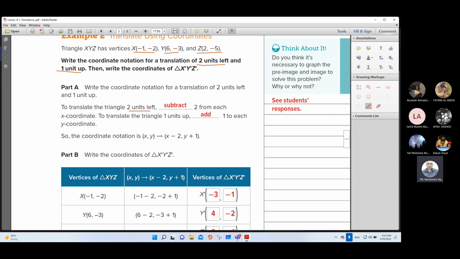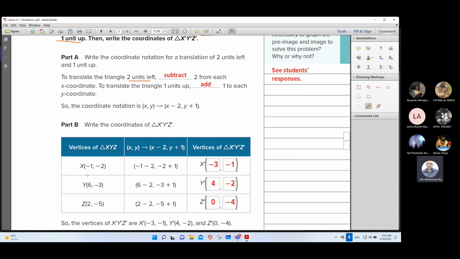The vertices of triangle XYZ, as you see, we have 3 points here, X (negative 1, negative 2). The translation will be x minus 2, y plus 1. So minus 1 minus 2 will be minus 3. And minus 2 plus 1 will be minus 1. And here, 6 minus 2 will be 4. And minus 3 plus 1 will be minus 2. And here, 2 minus 2 will be 0. And minus 5 plus 1 will be minus 4. So these are the vertices of the triangle X prime, Y prime, Z prime.